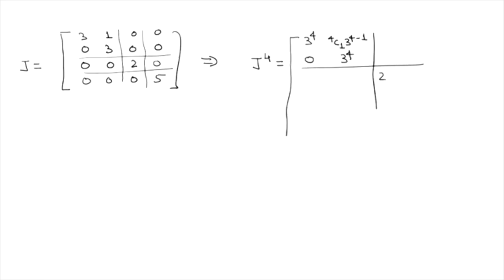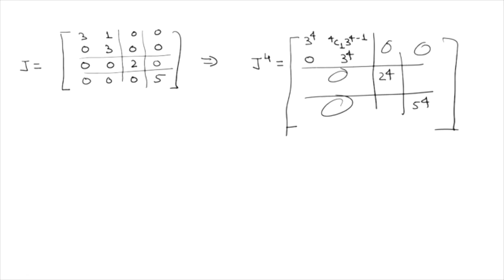Now the second block will become 2 raised to power 4, and the third block will be 5 raised to power 4. So this will become the corresponding J raised to power 4 matrix. So you have to calculate it block wise, and it will be quite easy using the given formula. Now case B: evaluate e raised to power A.